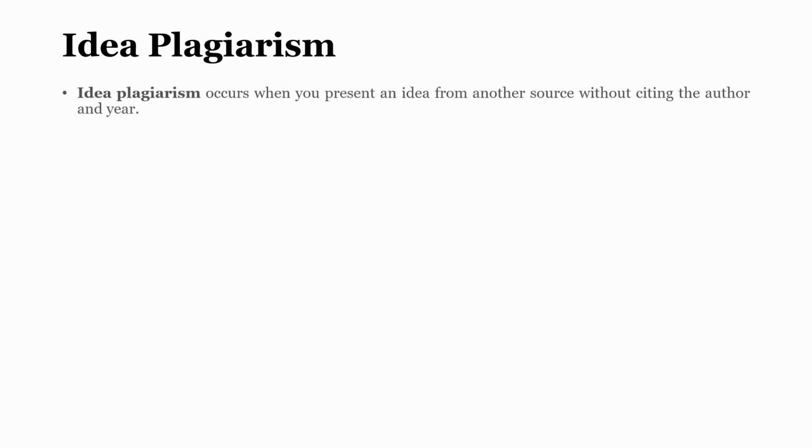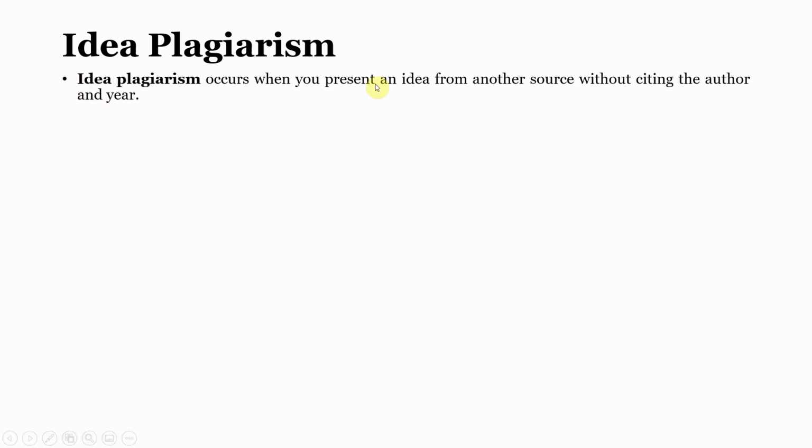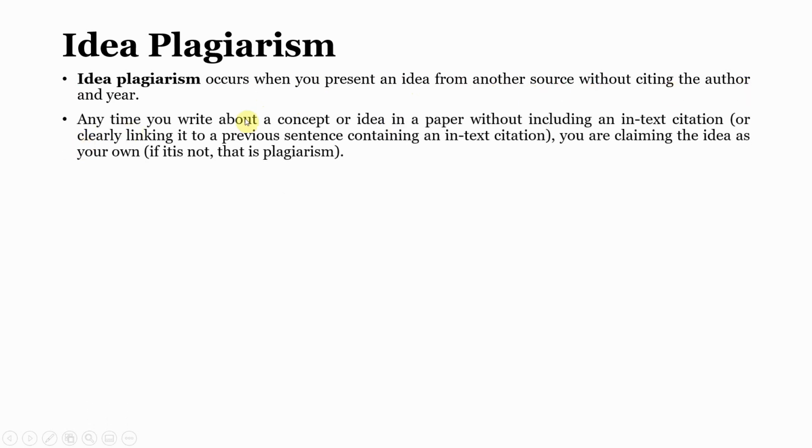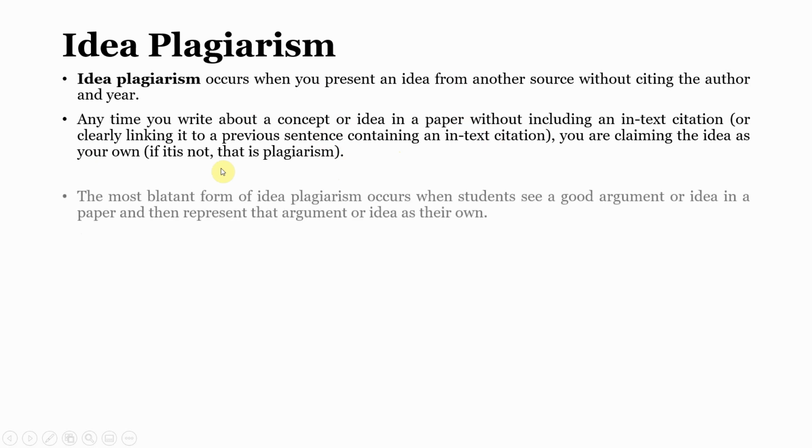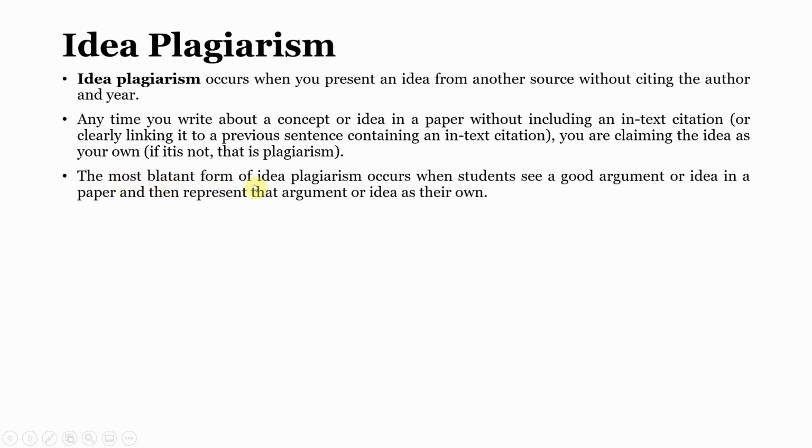Idea plagiarism occurs when you present an idea from another source without citing the author and year. Anytime you write about a concept or idea in a paper without including an in-text citation or clearly linking it to a previous sentence containing an in-text citation, you are claiming the idea as your own. If you are not attributing the idea to the original source, this is plagiarism. The most blatant form of idea plagiarism occurs when students see a good argument or idea in a paper and then represent that argument or idea as their own.